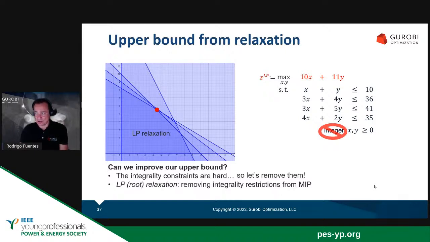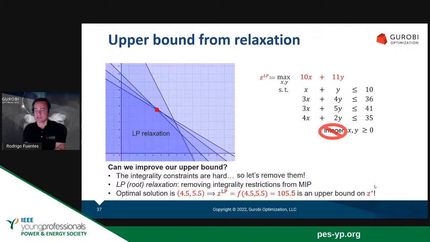If you plug that solution into the objective function, you'll have 4.5 times 10 is 45 plus 5.5 times 11. I think that's something like 105. Let's see. There it is, 105.5. Right? So if you take 4.5 times 10 plus 5.5 times 11, you end up with 105.5. So the solution of this relaxation yields 105.5.